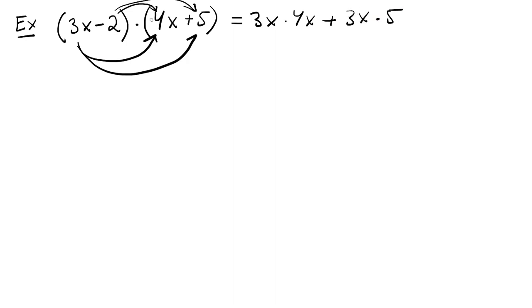And then we need to keep track of the signs also. Minus 2 times plus 4x, then it's minus 2 times 4x. And minus 2 times 5, it's minus 2, 5. And then we can simplify. Here now we can move around in any order, so we can do the constants first. So that's 12. And x times x, that we have a symbol for, we call it x squared.